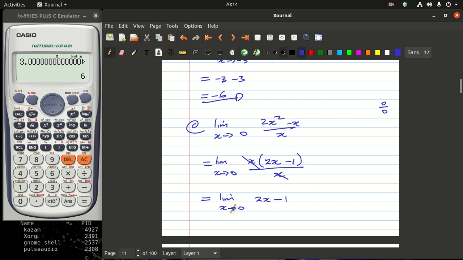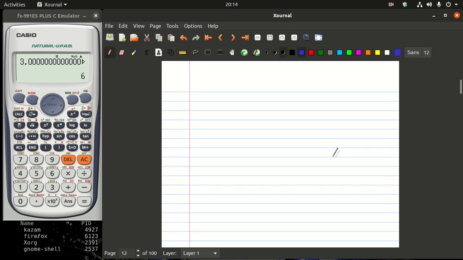Now, if I am picking a value so close to 0, so close that the calculator cannot pick it up, and I plug it here, the calculator will round it off and say that's just a 0. And then you drop the limit, so you'll end up having 2 times 0 minus 1. 2 times 0 is 0, minus 1, so you end up having a minus 1. That's how easy this thing is.